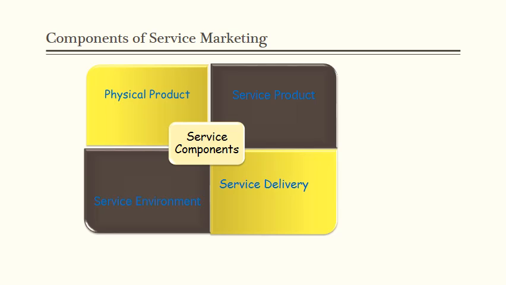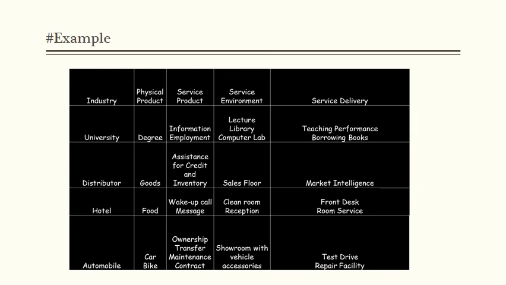There are four major components of service marketing: physical product, service product, service environment and service delivery. The physical product, as we can see in this university industry, we have taken university, where the physical product is the degree, a person gets a degree, and the service product is like information, employment. The service environment: lectures, library, computer lab. Service delivery: getting teacher performance, borrowing books.